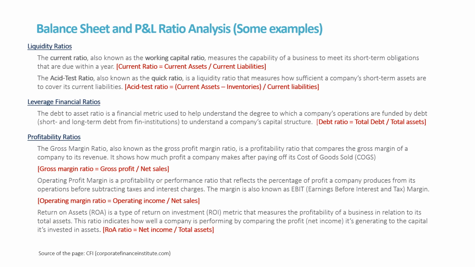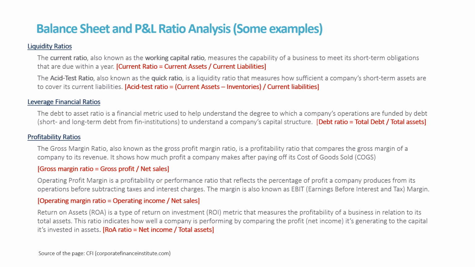Now let's take a look at some examples of financial ratios derived from the balance sheet and profit and loss statements. We will focus on three categories here: liquidity ratios, leverage financial ratios, and profitability ratios. Current ratio, also called working capital ratio, together with asset test ratio, are used for liquidity assessment of a business.